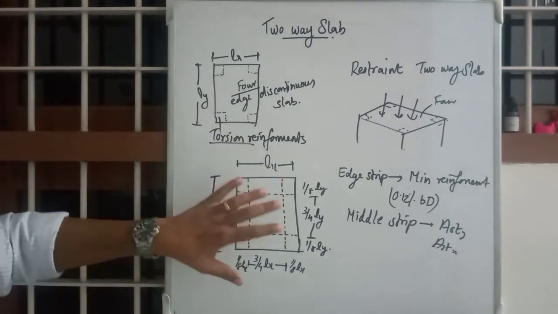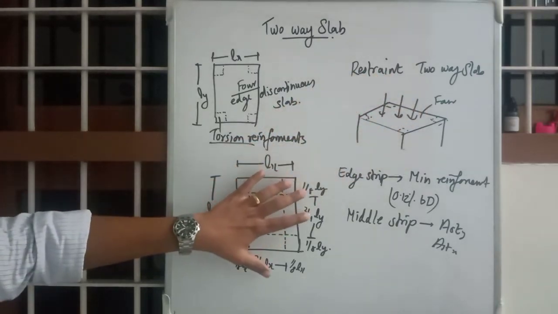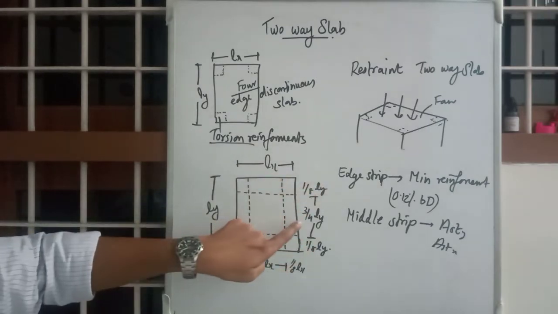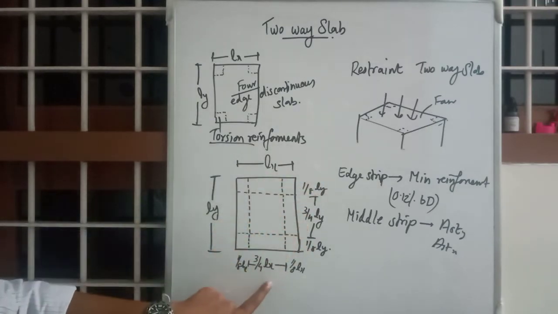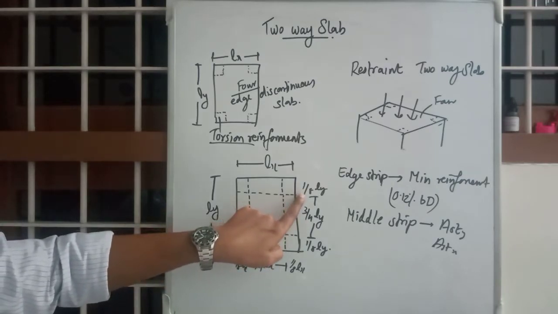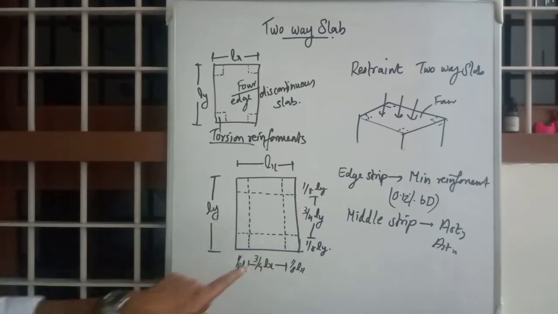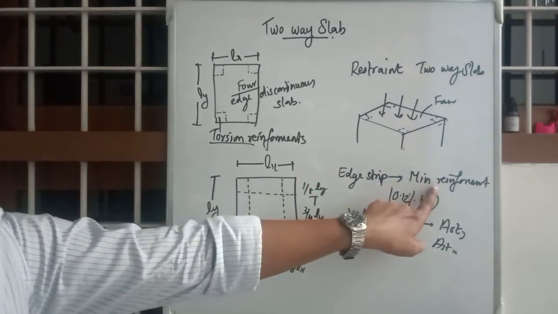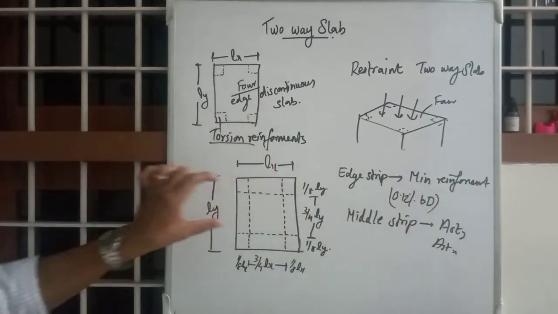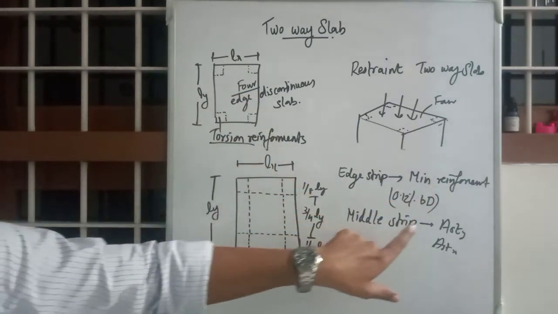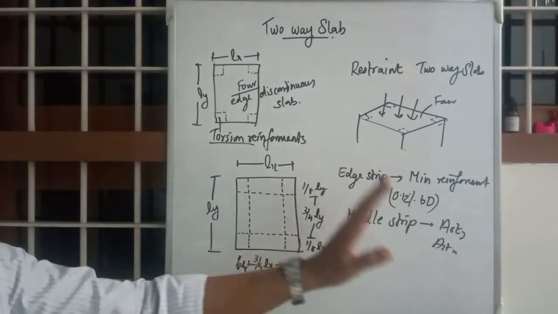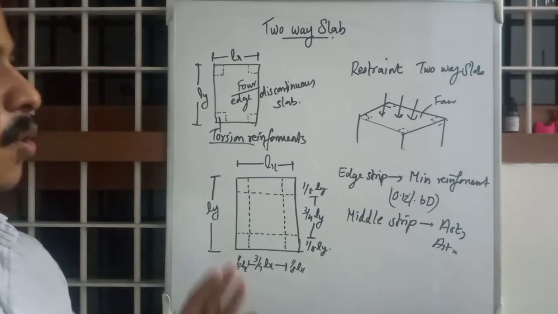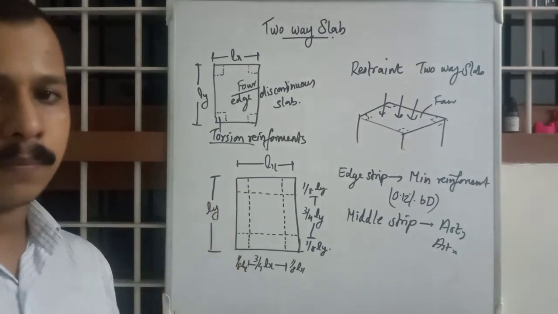For designing a restrained 2-way slab, we need to divide it into 3 strips in both directions, LX direction and LY direction, with the middle strip as 3 by 4 LY and 3 by 4 LX, and edge strips of 1 by 8 LY and 1 by 8 LX on both sides. Along the edge strips we will be giving only the minimum reinforcement. In the middle strip, in both directions, we will be giving AST values that we calculate on the basis of tables in IS 456. Okay, so we move on to the problem.